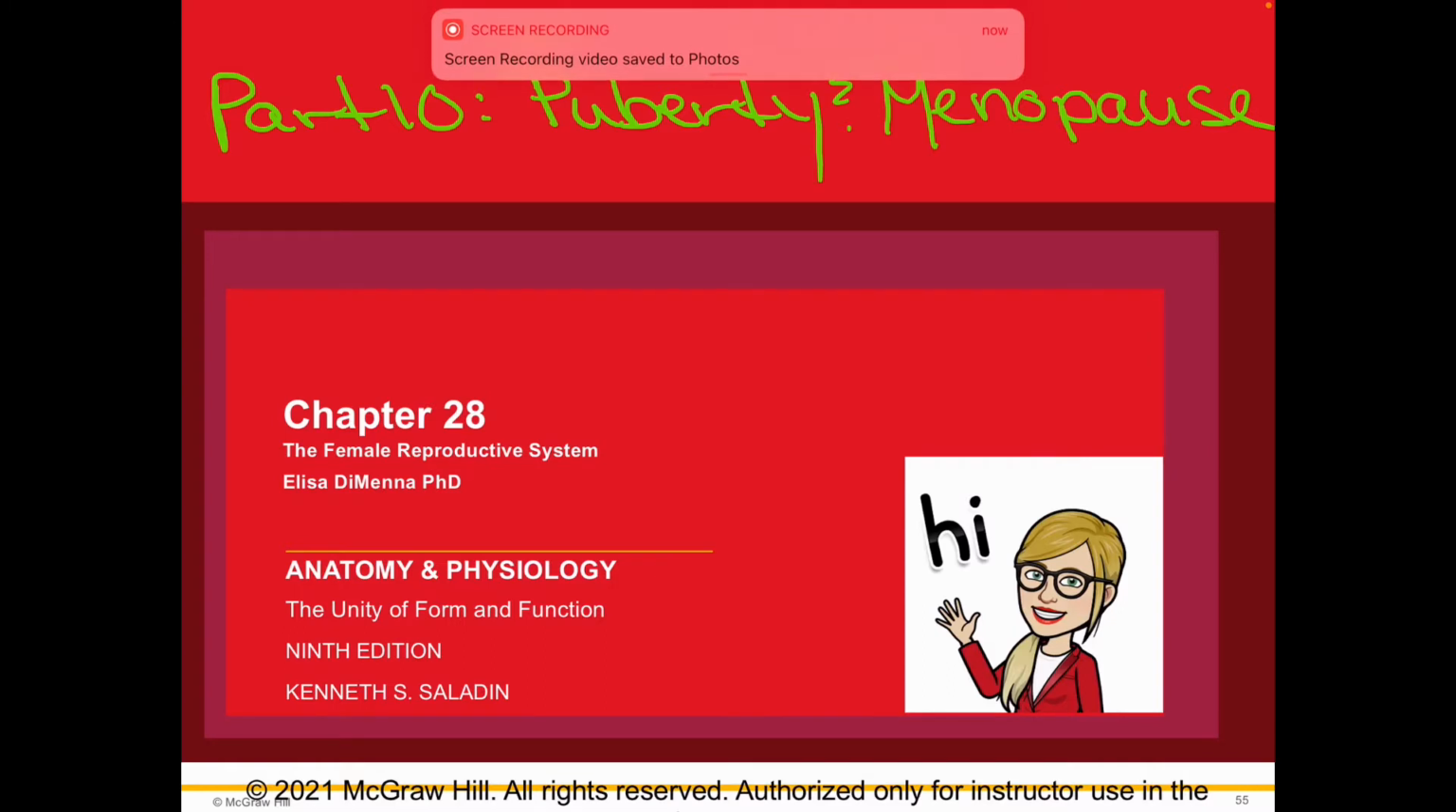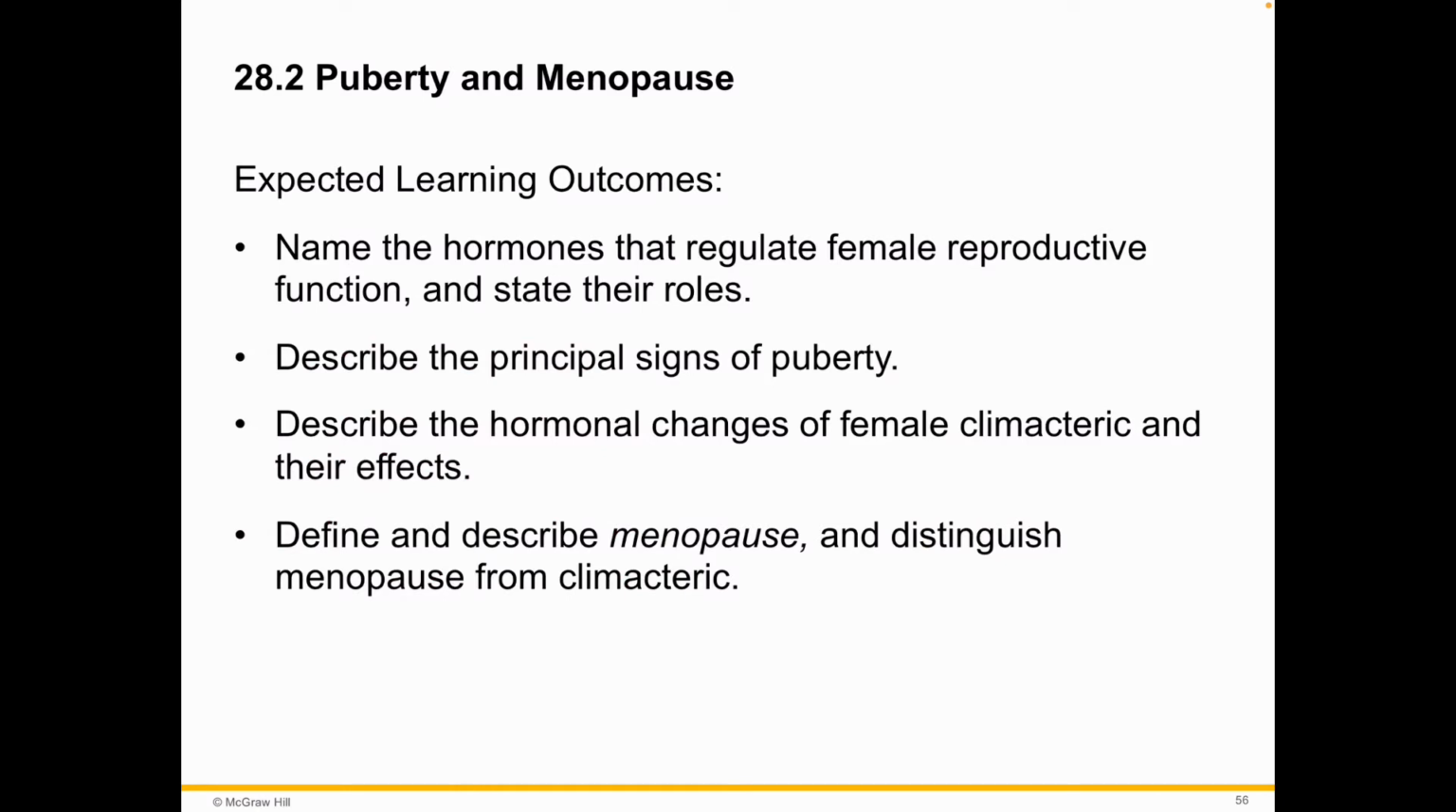We are going through the female reproductive system, and we are going to start part 10, puberty and menopause. We'd like you to do a few things after all of this. We'd like you to be able to name the hormones that regulate female reproductive function, as well as their specific roles. Describe what the principal signs of puberty are. Describe some of the hormonal changes in the female climacteric and their side effects. We'd like you to know and be able to define what menopause is, as well as distinguish menopause from climacteric, which is a bit of a sticky wicket. So know the difference between those two.